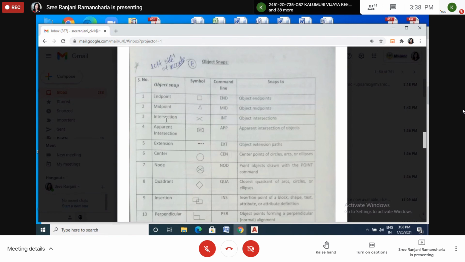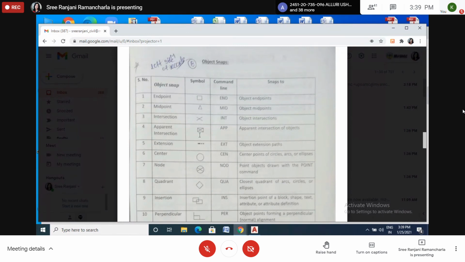Like intersection, when I have chosen the intersection and I keep a point at the intersection, it shows the intersection as a green mark. So it will select exactly there only. Even if our cursor is somewhere else, not exactly at the center, since it is showing the green, it will be selected at this green point only. It won't select anywhere else. Okay. So intersection, short term INT.